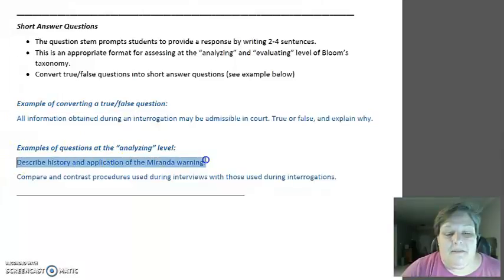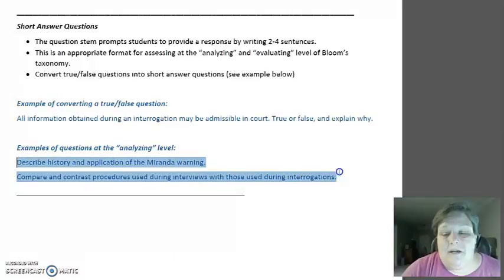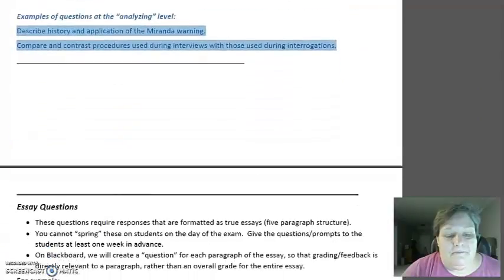Then here are some other examples of short answer questions that are testing at the analyzing level of Bloom's taxonomy. When you're asking students to compare, contrast, to break things down, to examine, this is the analyzing level, and so short answer questions are really good for those 300 and 400 level classes.